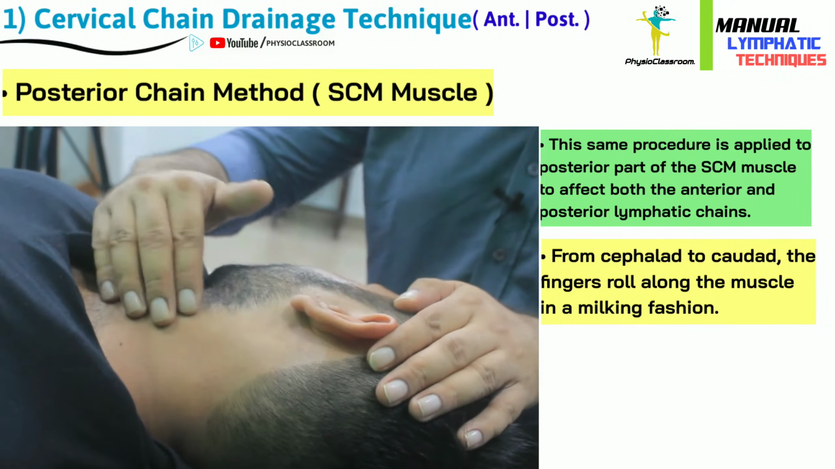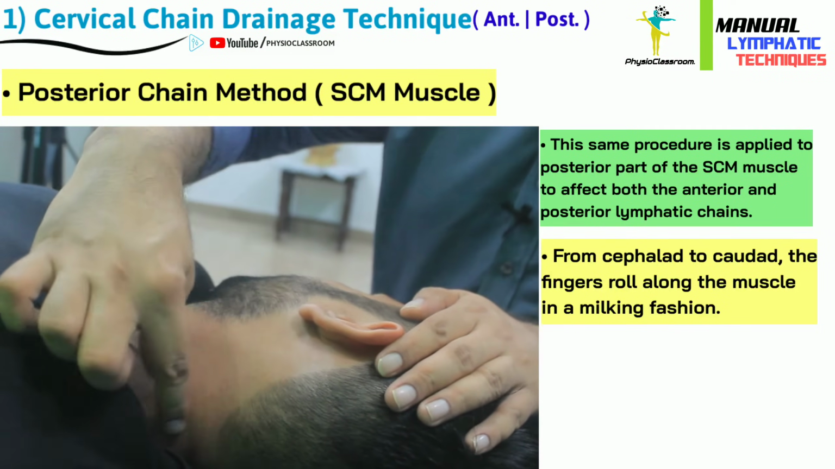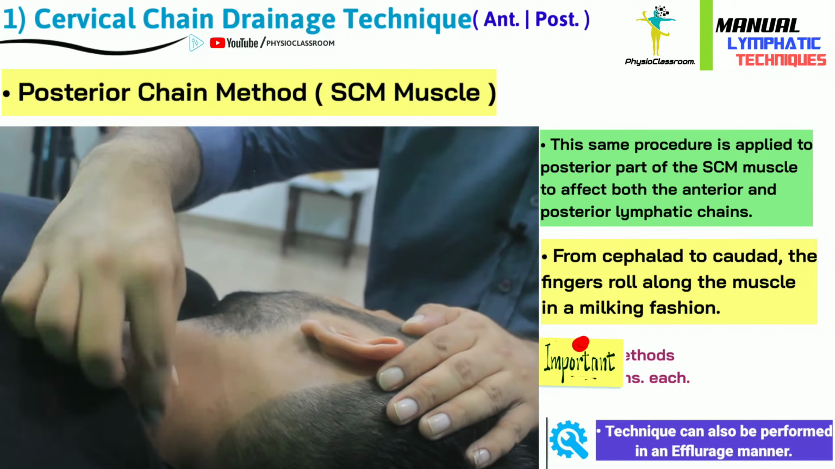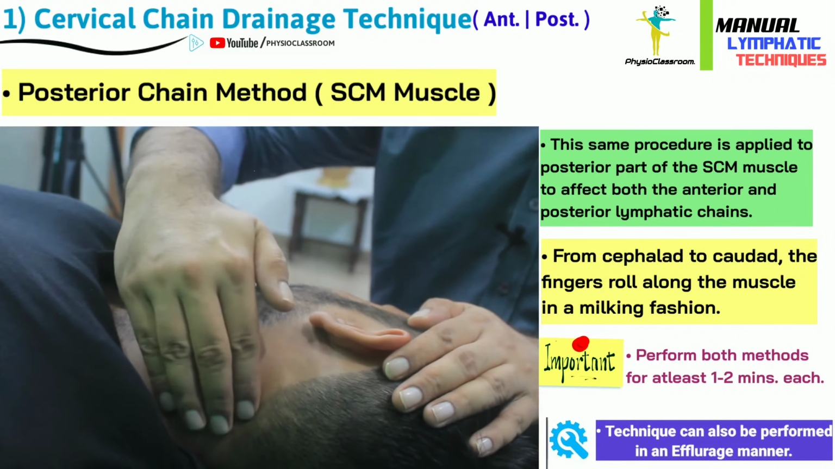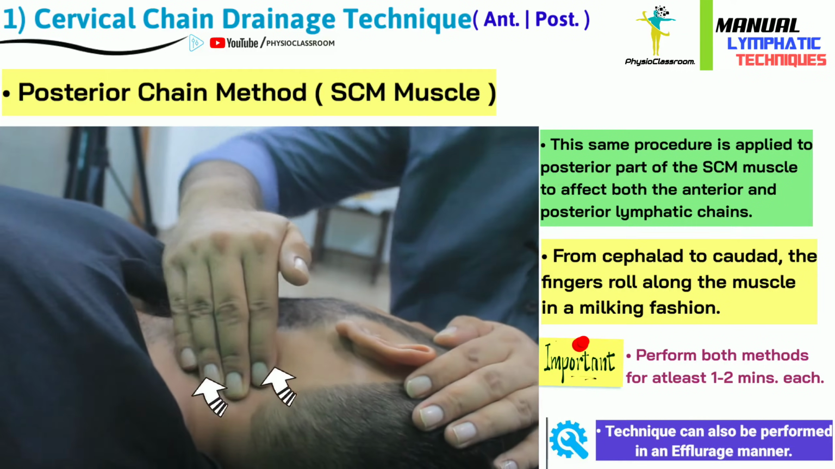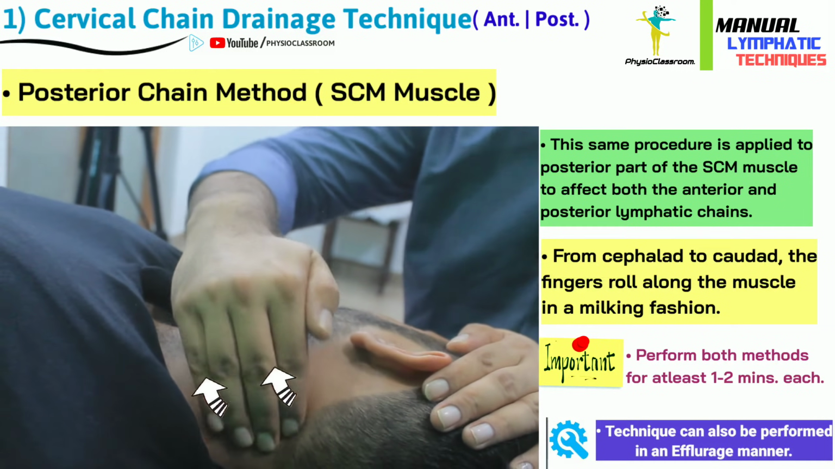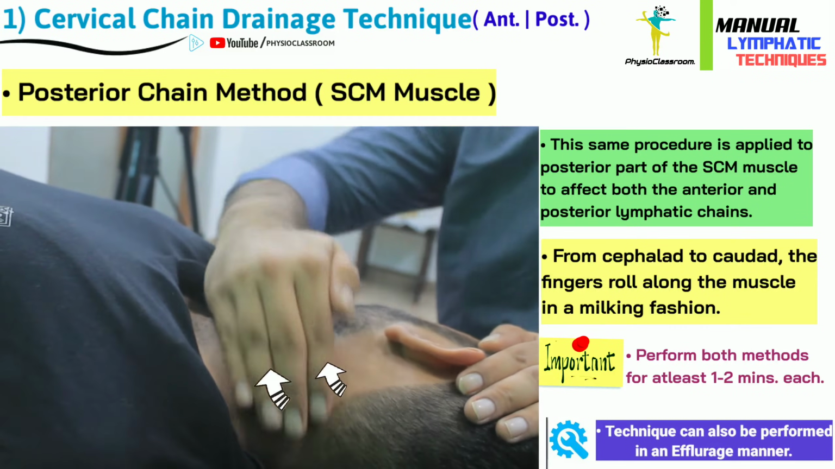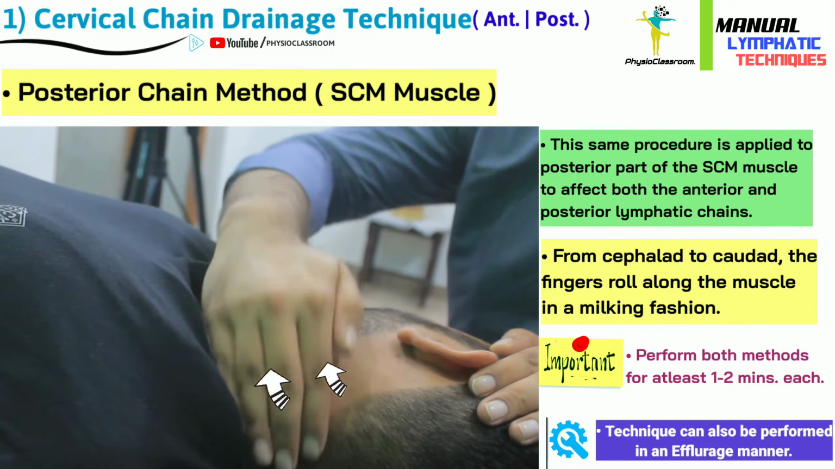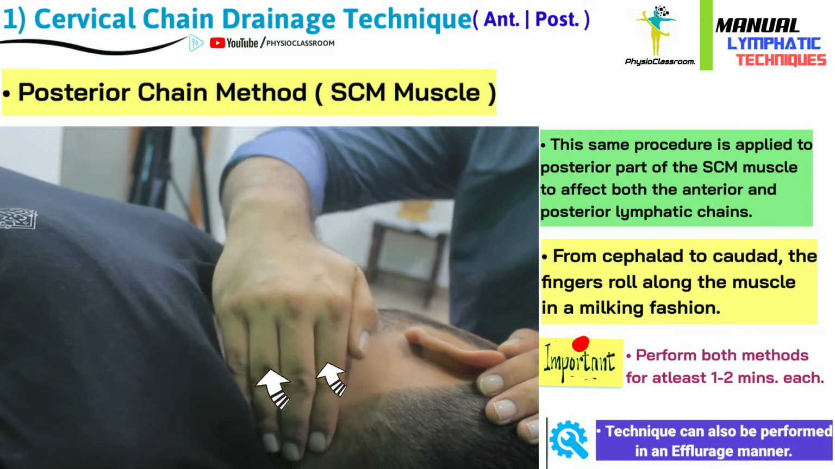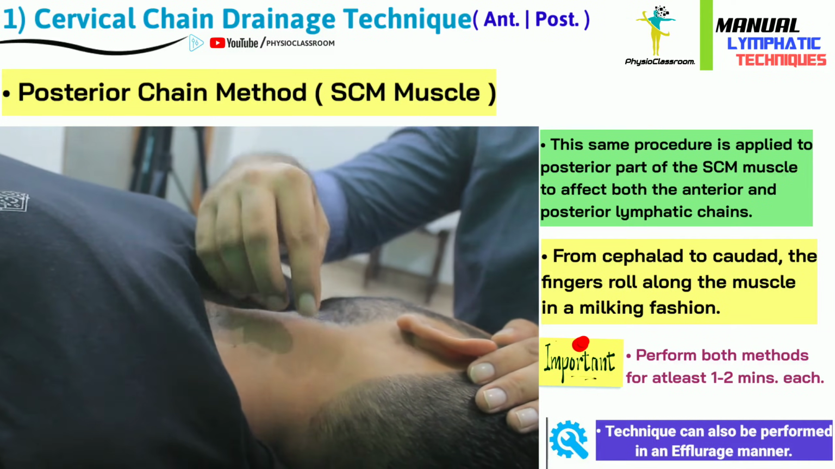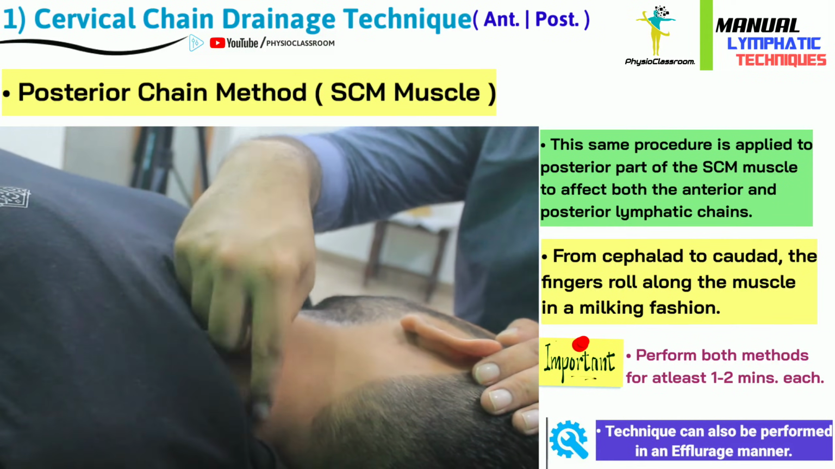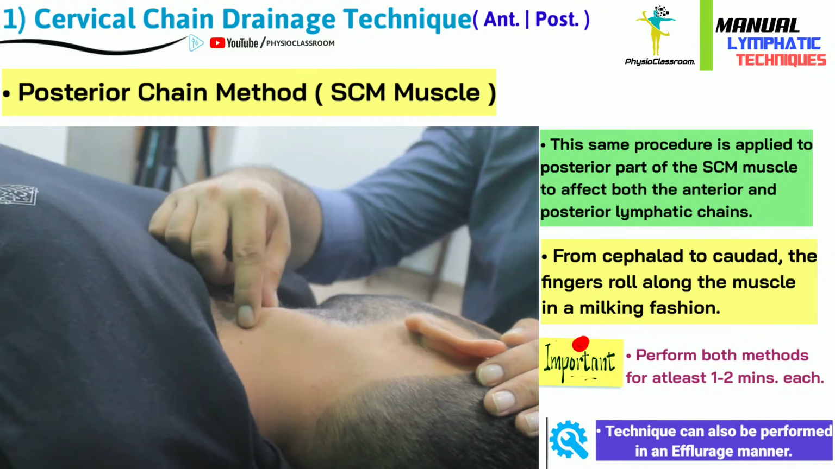Now again in the same manner, the therapist next covers the posterior part of the sternocleidomastoid muscle, which is the clavicular head, and again performs the milking motion either by sliding the skin over the SCM muscle or by performing the effleurage movement. Again, the whole length of the muscle is covered utilizing this technique. So treat both the anterior and posterior chain for around 1 to 2 minutes each.